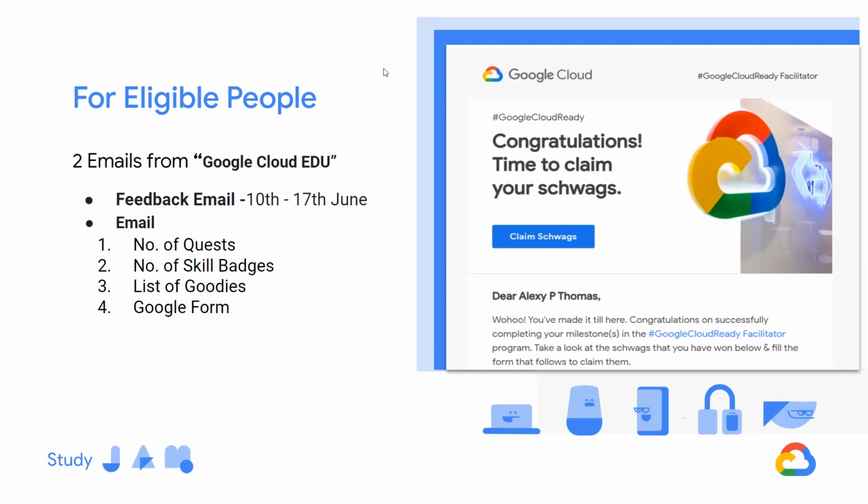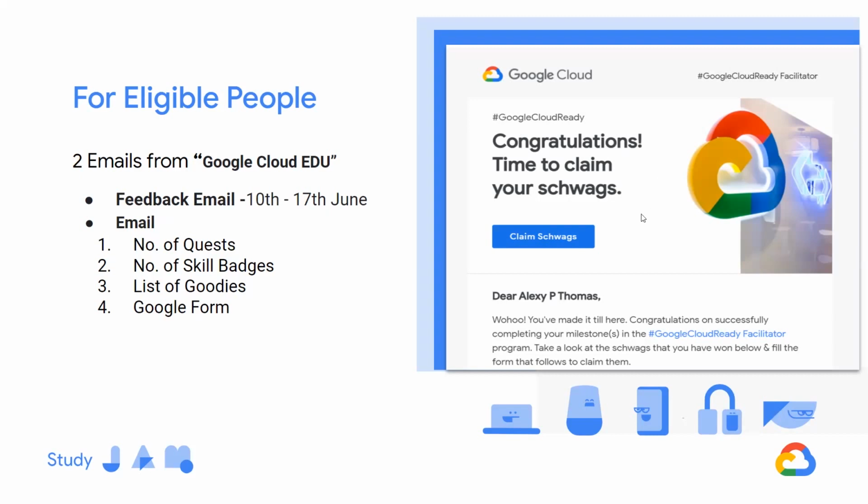The first email is a feedback email, which will be sent from 10th June to 17th June. If you are an eligible student, you will get a feedback email during this date and you need to fill that. And only if you fill that feedback email will you get another email, and you can see an example of the content which will be given in the second email.